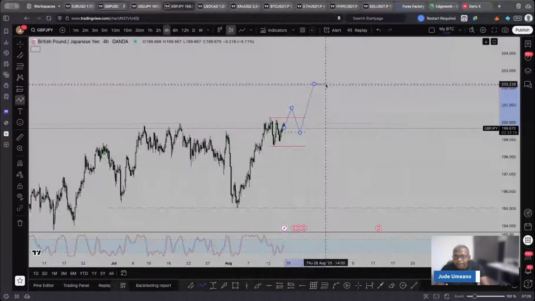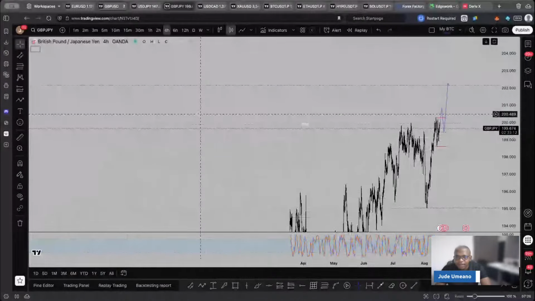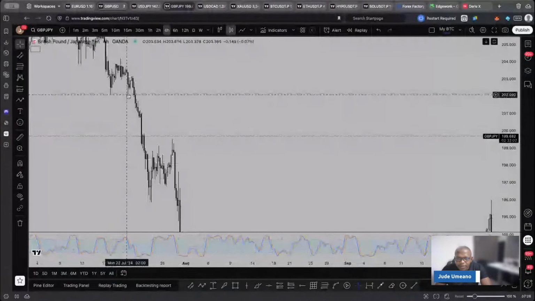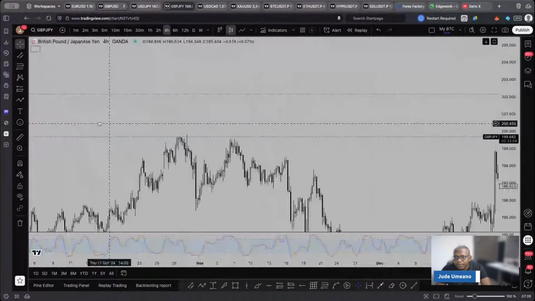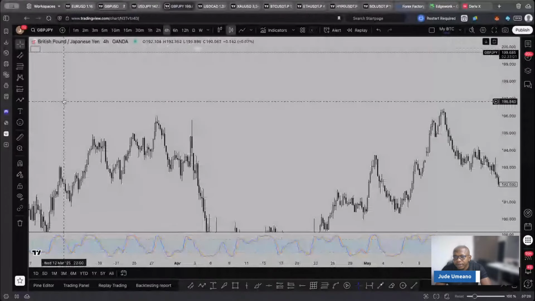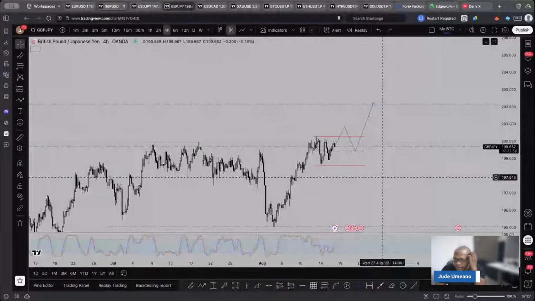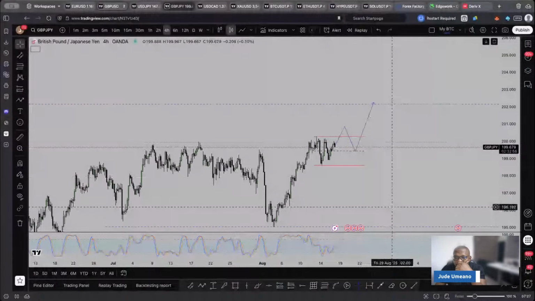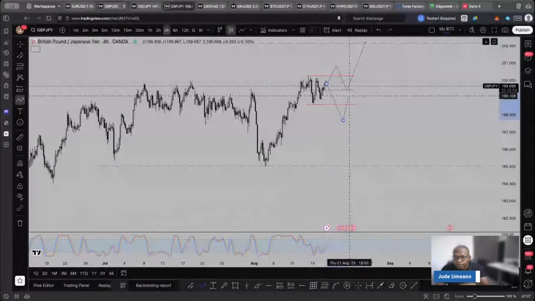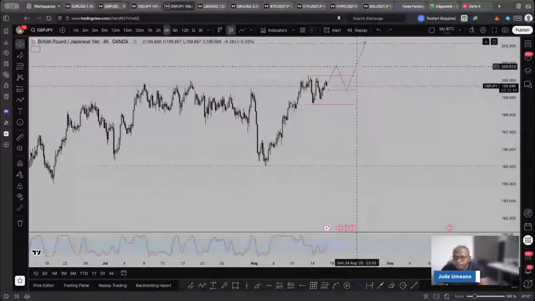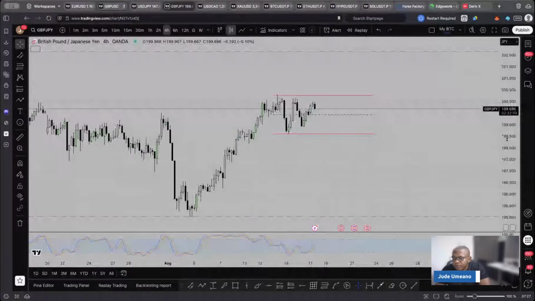Let's go left and see where I drew this candle from. Yes, this is a supply zone here. So if I break above, then I want to go higher. And if I break below here, then I simply want to go lower on the 4 hours. But right now we're just ranging at this point.